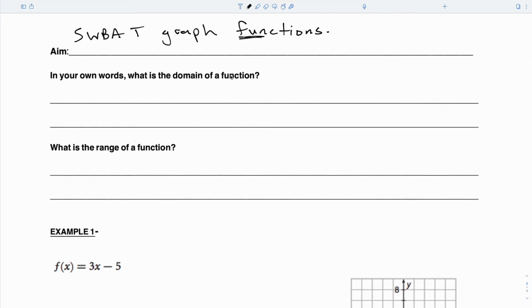Okay, in your own words, what is the domain of a function? What is the range of a function? Pause the video, jot down your answers, and play it in 30 seconds.